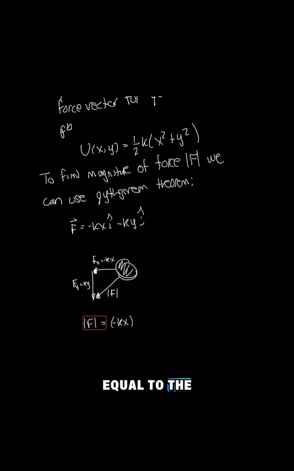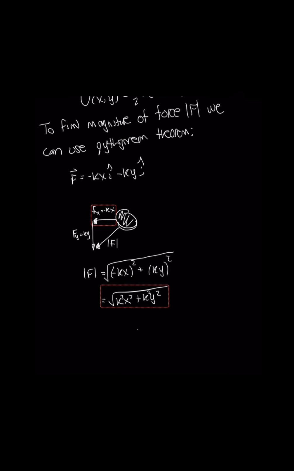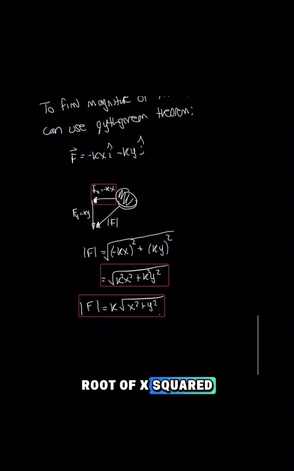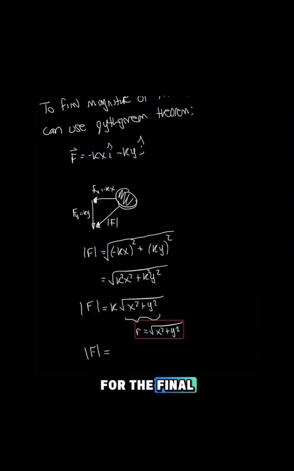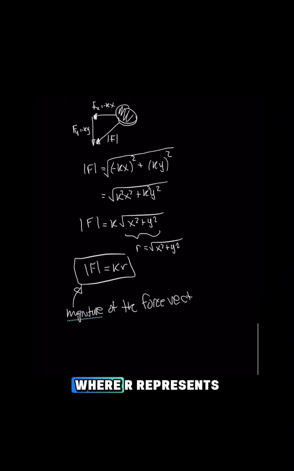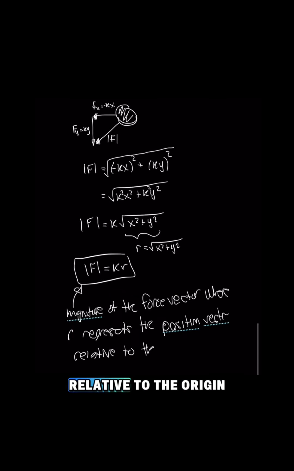So it's going to be equal to the square root of the sum of the squares of both components. If we plug in our values and simplify, plugging in r equals the square root of x squared plus y squared, we get this for the final answer, and this is the magnitude of the force vector, where r represents the position vector of the puck relative to the origin.